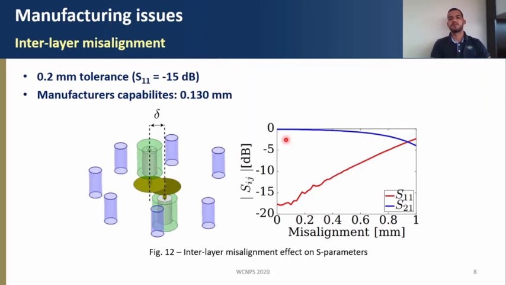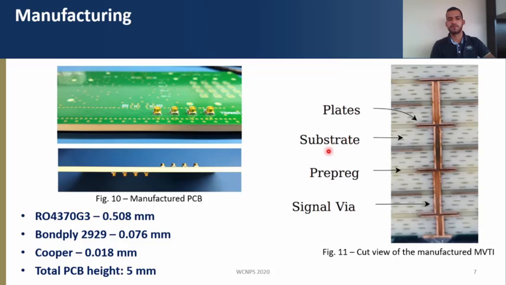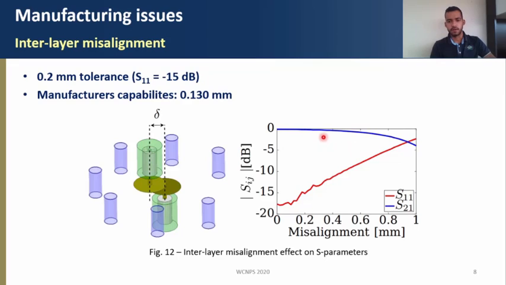So it's estimated here a misalignment of 75 micrometers, which does not represent a great impact on the S parameters of the transitions. Given that we have a threshold here of reflection coefficient, we have a tolerance of 0.2 millimeters of misalignment, which is pretty much within the manufacturer's capabilities, that in general can reach this misalignment at most.